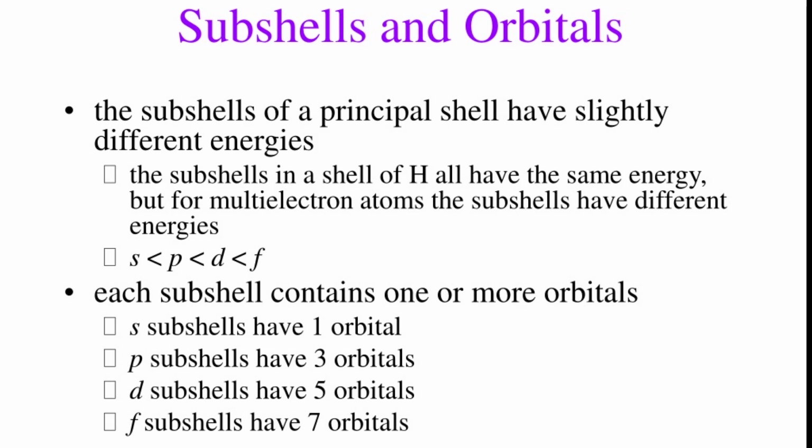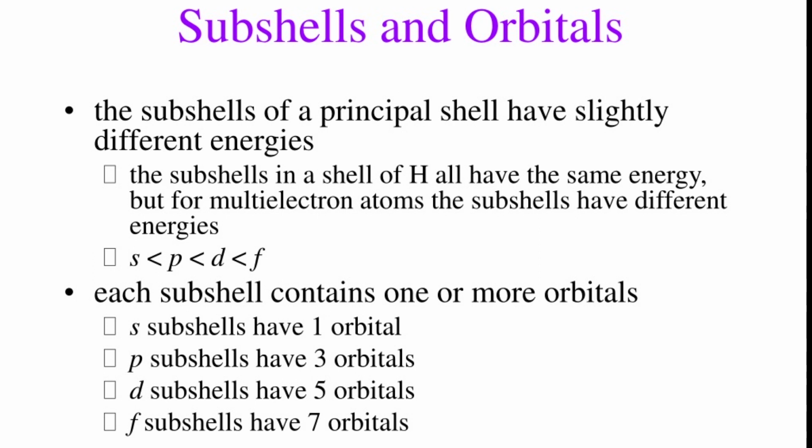Right. Now the number of electrons the subshell S can accommodate is 2. And for P, the maximum number of electrons is 6. And for the D subshell, the maximum number of electrons is 10.